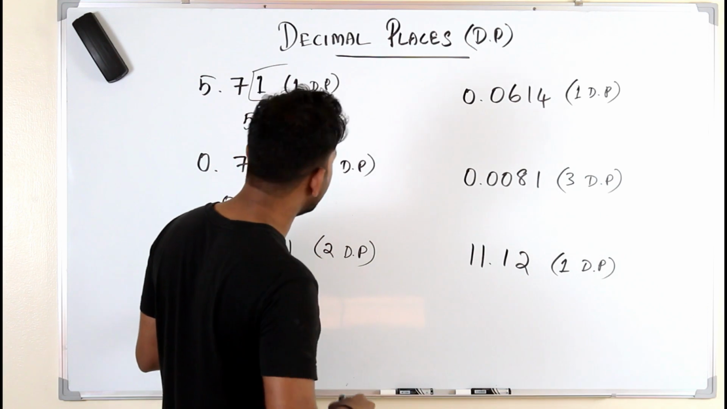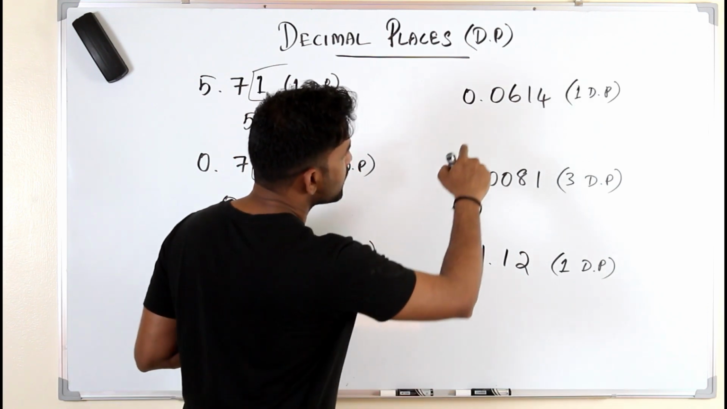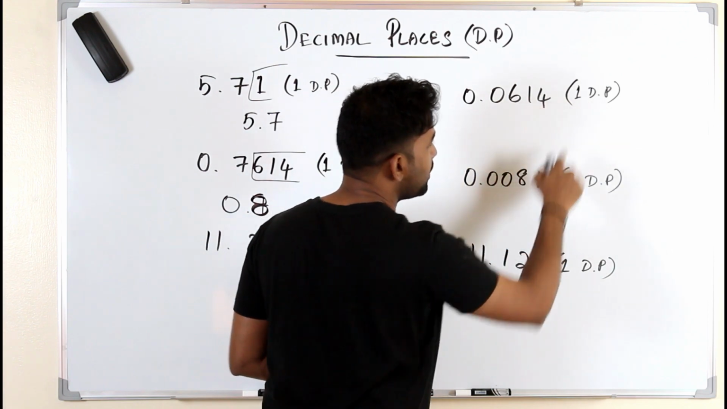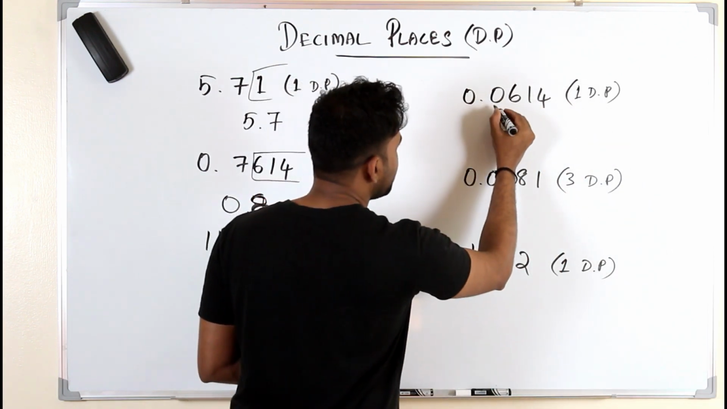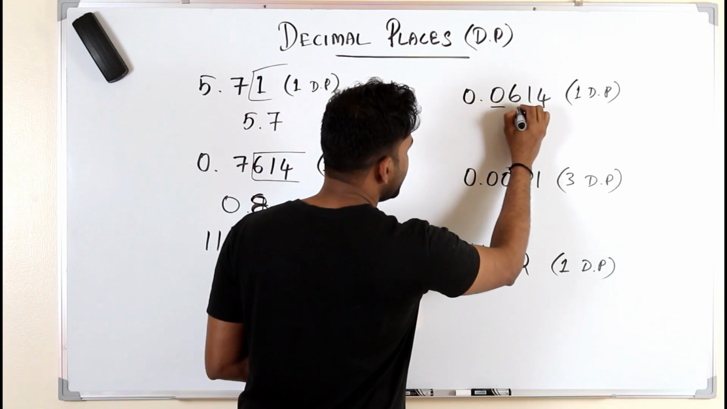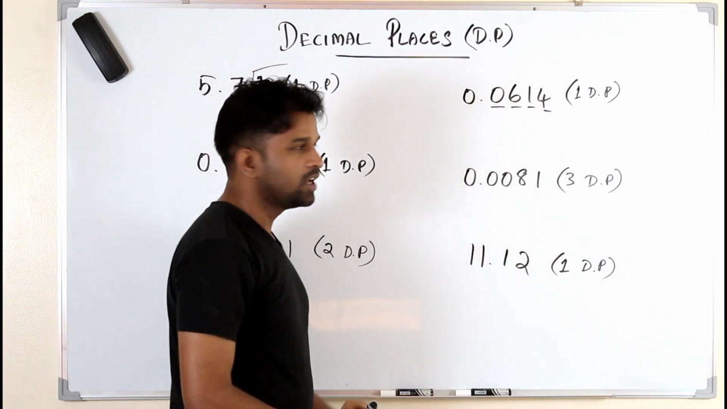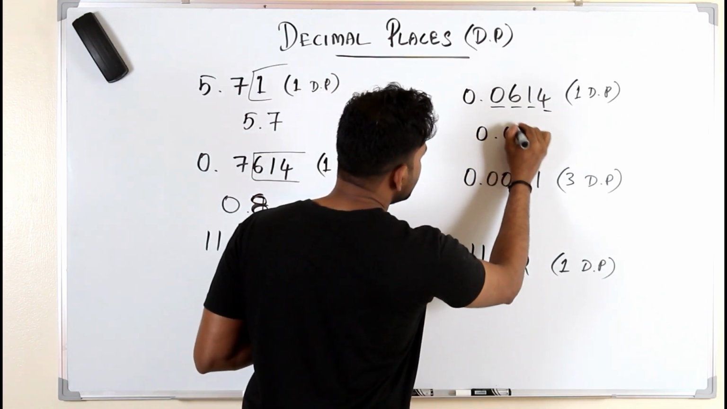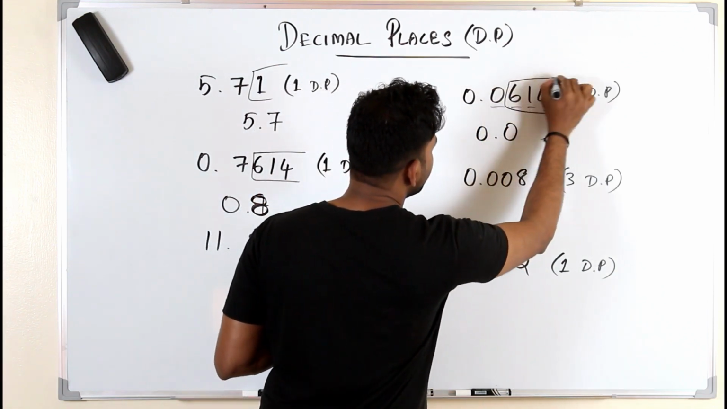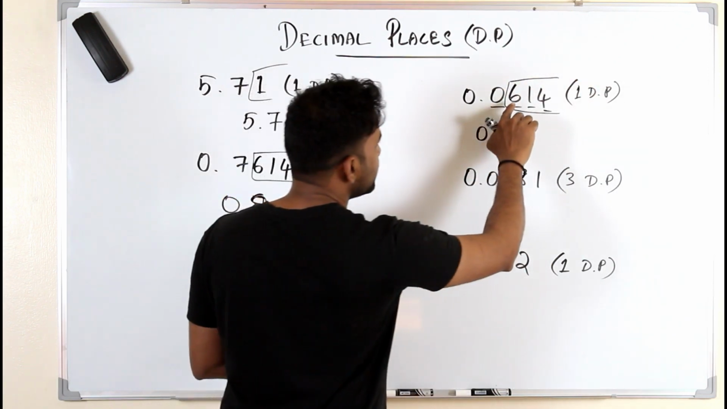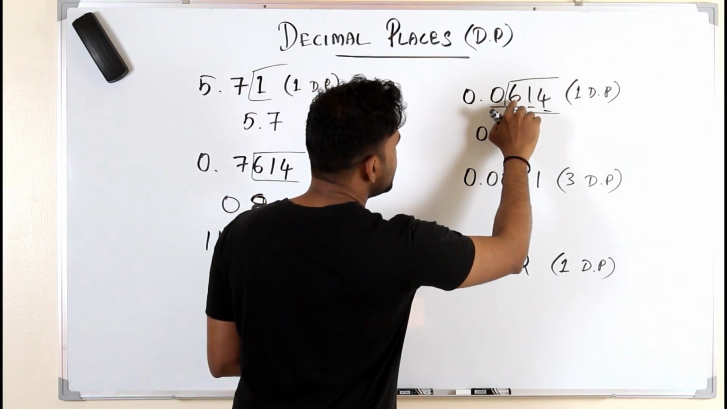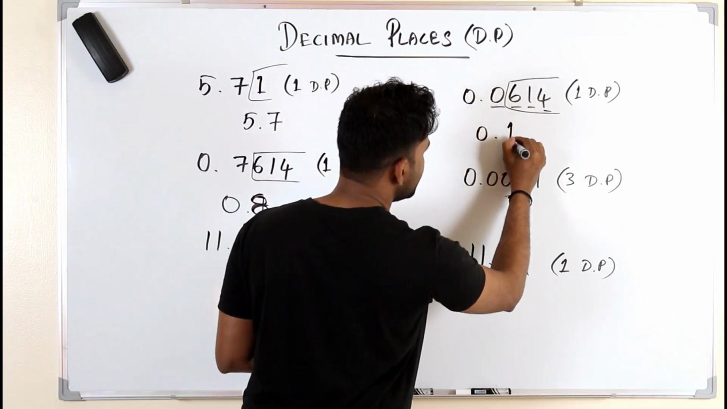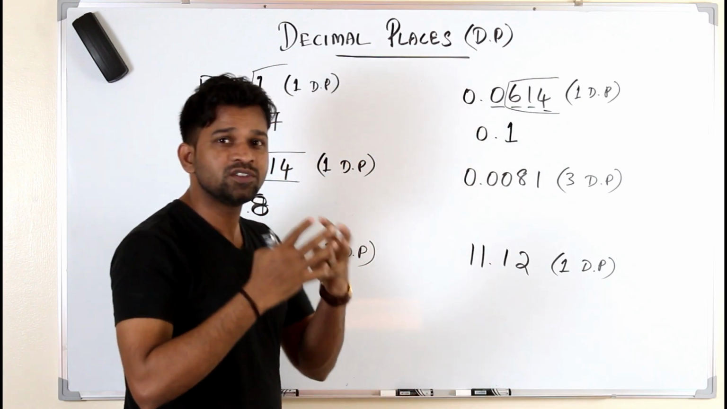Maybe I take another number like 0.0614. You need to write the number in 1 decimal place. The first decimal place is 0. It has 4 decimal places, and you need to write it in 1 decimal place. So 0.0, and we omit the rest of the numbers. When we omit, the number is more than 5, so you need to add 1 here. So the answer is 0.1, not 0.0.